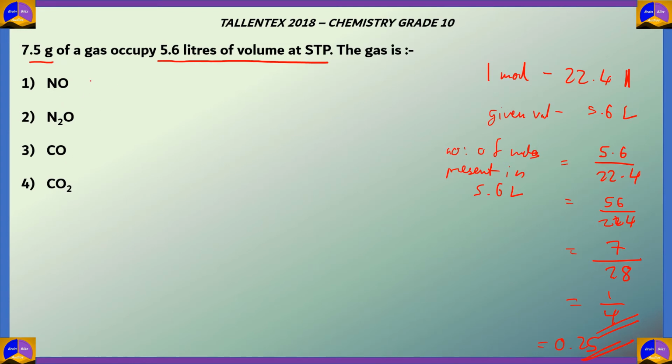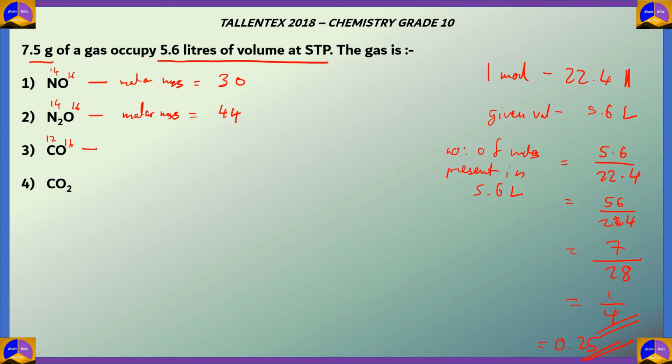For that, we need to find out the molar mass of each of the compounds. So for option 1, we have the molar mass as nitrogen has a mass of 14, oxygen has a mass of 16. 14 plus 16 gives you 30. Now for N2O, it's again 14 and 16, but we have 2 nitrogen atoms, so that means molar mass is 28 plus 16. That gives you 44.